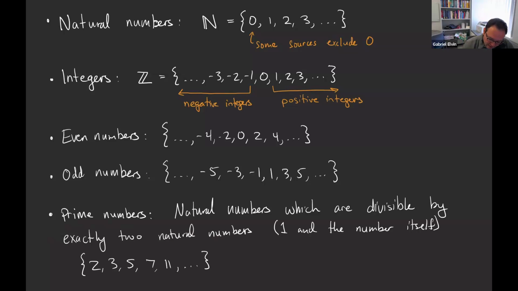And just as a kind of non-example, 6 is not prime. Why? Because 6 can be broken down into 2 and 3, two smaller numbers besides 1 and itself. Right, so 6 is 2 times 3. And a number that's not prime is called composite.